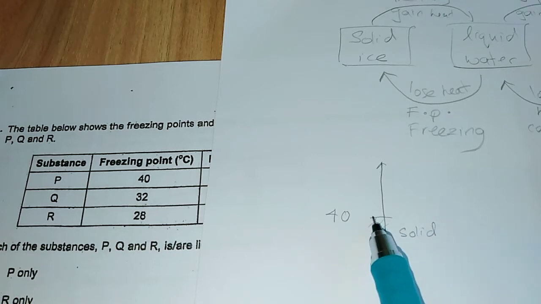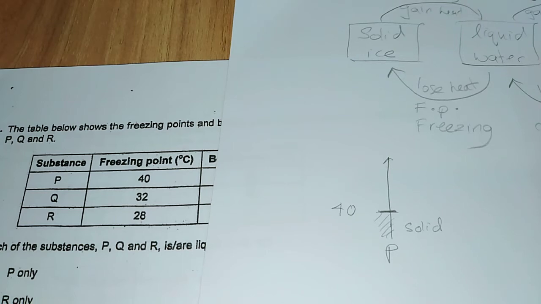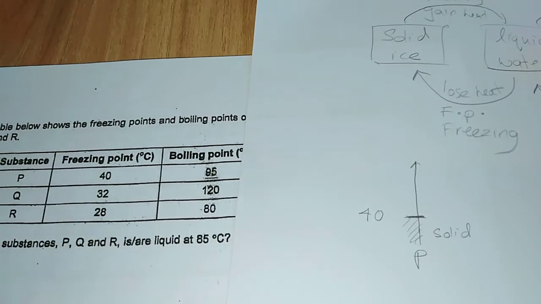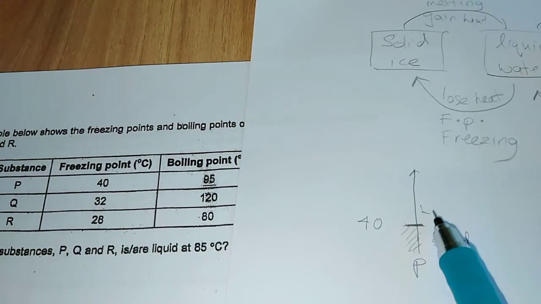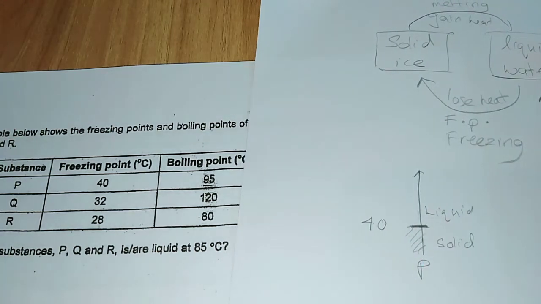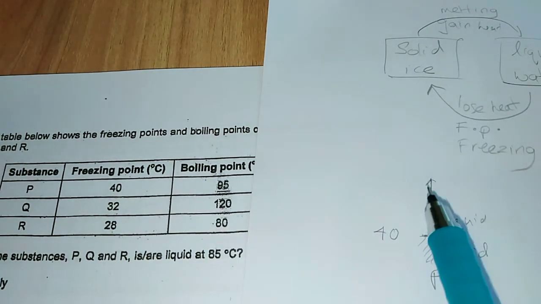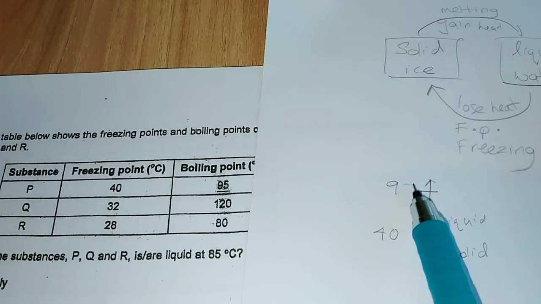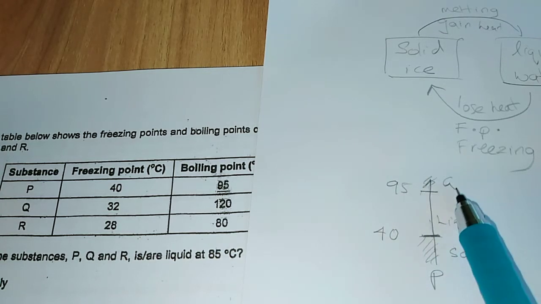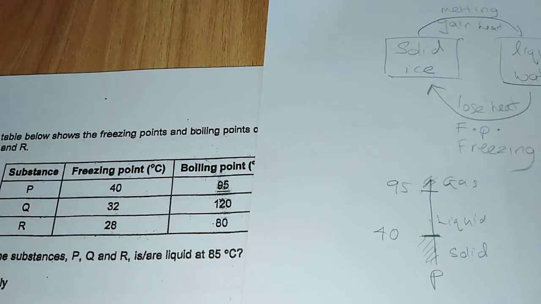And when it gains heat, it starts to melt here. The freezing point, by the way, is the same as the melting point. So if here, it will be a liquid. Once it melted, it goes into a liquid. And then it starts to boil at 95 degrees Celsius, so this will be my 95. So this part here will be gas. And this whole portion here, it will be liquid.